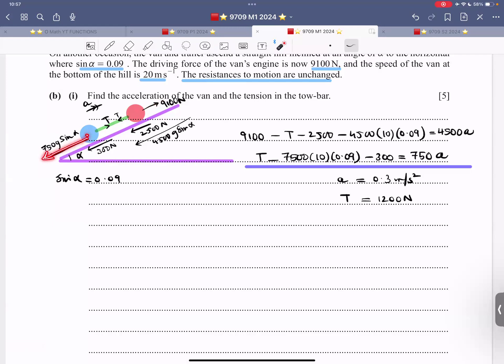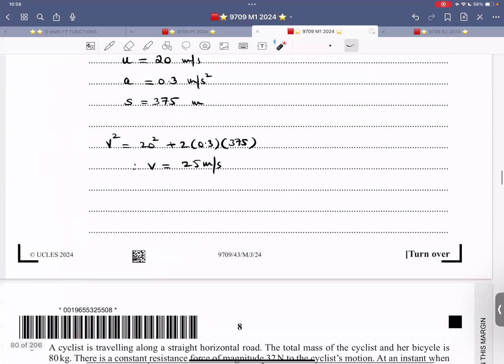mg sine theta for trailer down, mg sine theta for van down, resistive forces. For this and this down, alpha is changed, acceleration is up. 9,100 minus tension minus 2,500 minus mg sine alpha, look at all the terms, equals mass into acceleration. Tension minus 300 minus mg sine alpha is mass of trailer into acceleration. Again, this time when I add both of them, the tension will cancel. I'll first find the value of A, then I'll find the value of tension. So that is basic working.